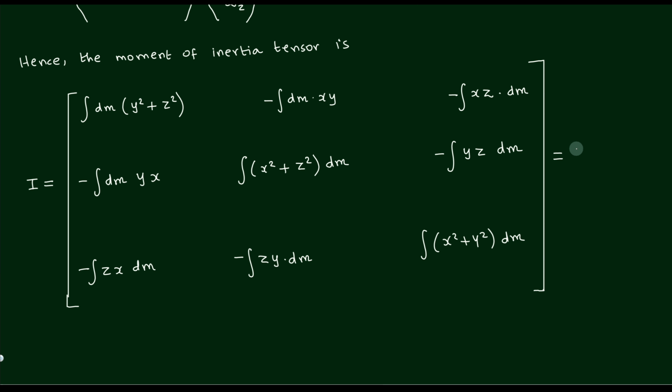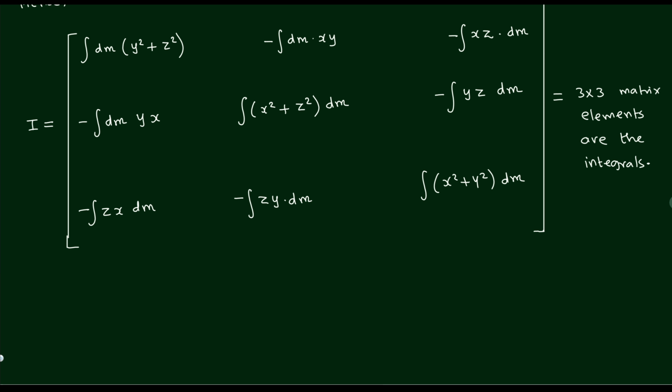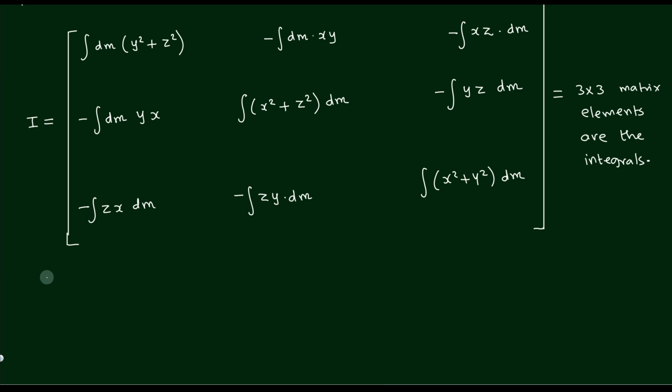So the conclusion is that this is a 3 by 3 matrix, but each matrix element is an integral. So I'll write down that the matrix elements are the integrals. This is the moment of inertia tensor. When you want to evaluate it for a particular configuration, you have to evaluate 9 integrals. So remember that.